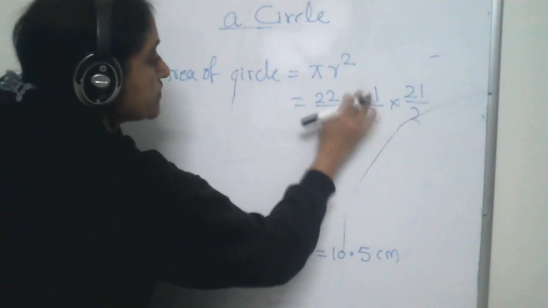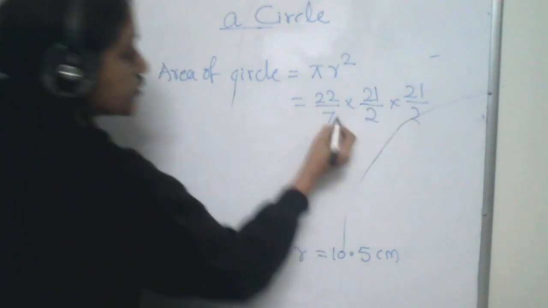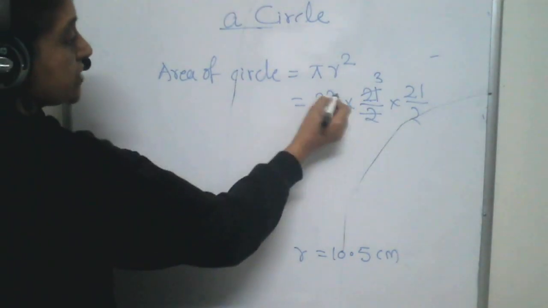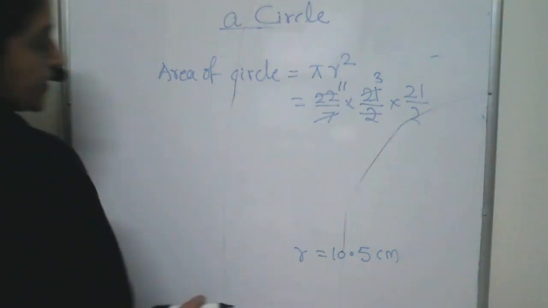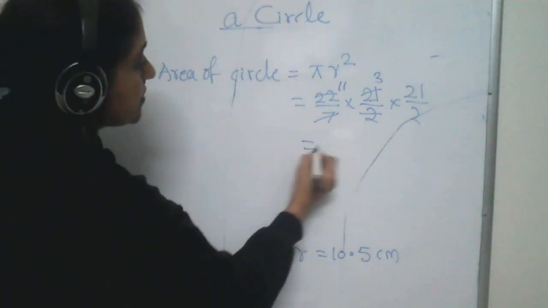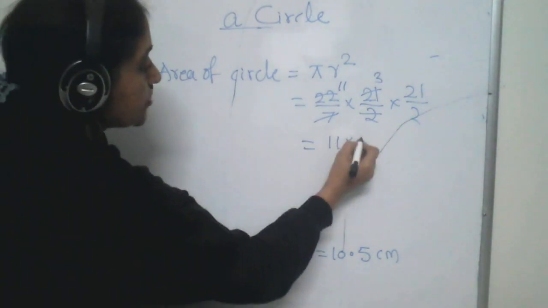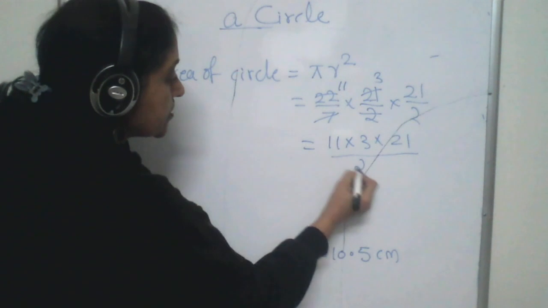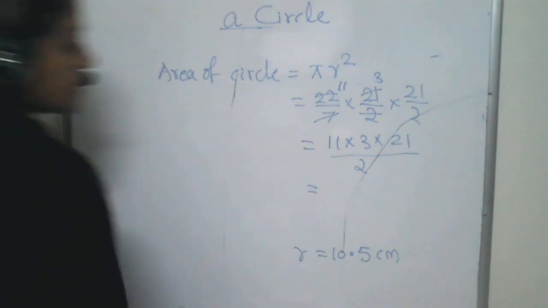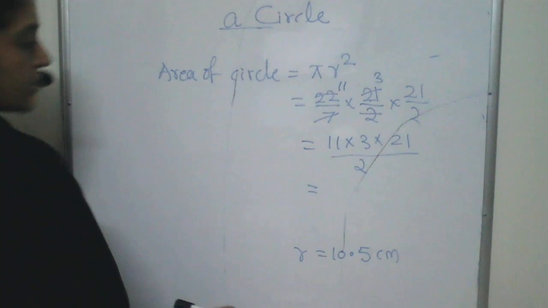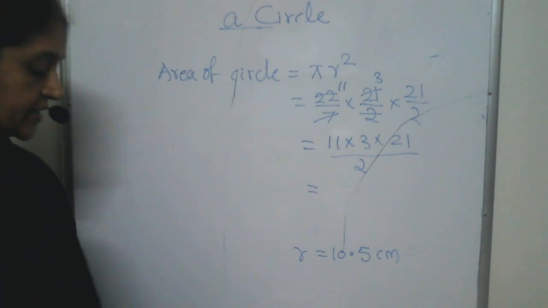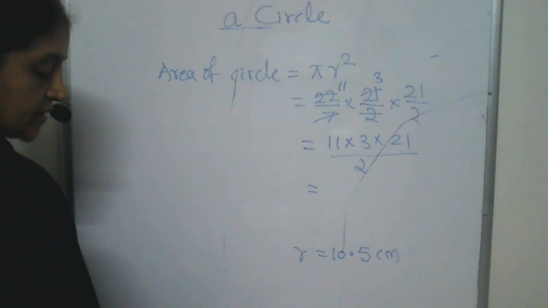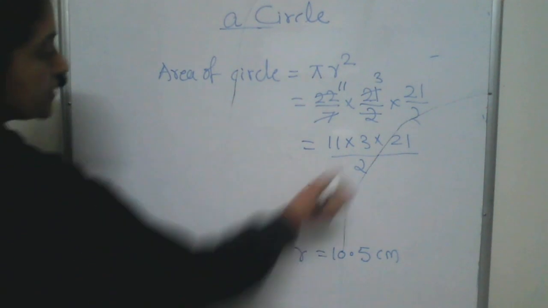Okay. So 7 1s are 7, 3s are 21. 2 1s are 2, 11s are 22. Okay. Now what do you remain with? 11 into 3 into 21 upon 2. Now any one of them you can divide and then let us get the answer. You calculate the answer, what it will be.